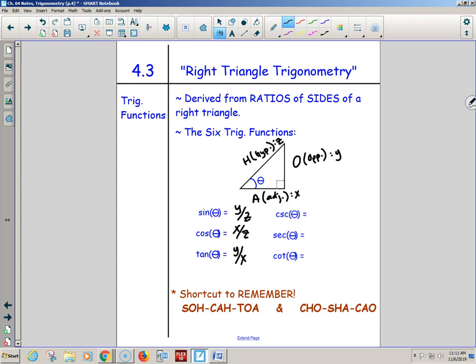Cosine is adjacent over hypotenuse, tangent is opposite over adjacent. Cosecant could flip it and say z over y. Secant could flip it and say z over x. Cotangent could flip it, x over y. And if you're outside the unit circle, that z could be a number. In the unit circle, the hypotenuse was 1, the radius was 1, but anyone else.